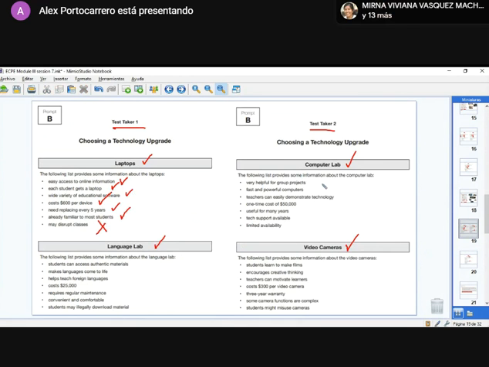When it comes to, I don't know, the computer lab, very helpful for group projects, fast and powerful computers. Teachers can easily demonstrate technology, one-time cost of $50,000, useful for many years, tech super available, but limited availability, right? So those are the prompts and the instructions you are supposed to redact and create. Now, has anybody already discussed with their group what they may do, the situation they may present to the test takers? Anyone?